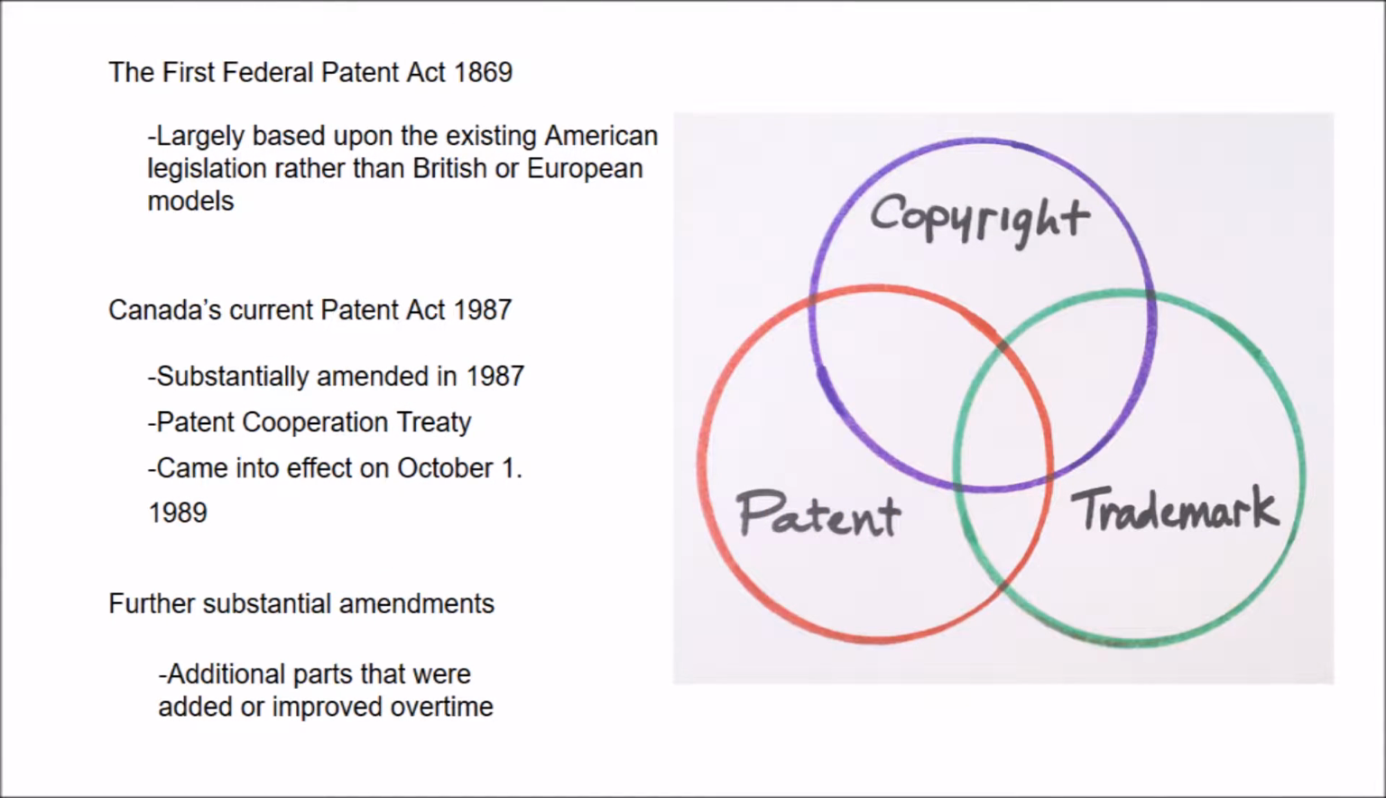Just like copyright, the law of patents is entirely based upon statute, however differing entirely from copyright at the same time. While copyright comes into existence automatically upon creation of the work, in most cases a patent exists only after a grant from the appropriate government body, which is the Government of Canada Intellectual Property Office in the case of Canadians. The first Federal Patent Act, in 1869, was largely based upon the existing American legislation rather than British or European models. This was pretty obvious because Canada is really closer to the United States than Britain itself.